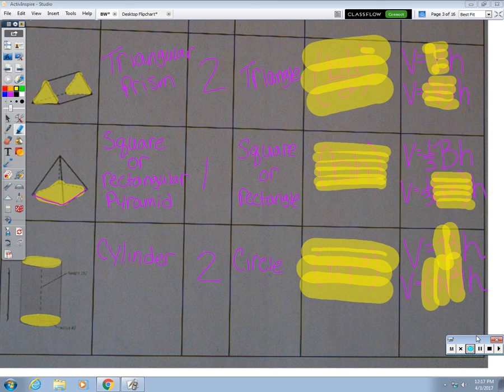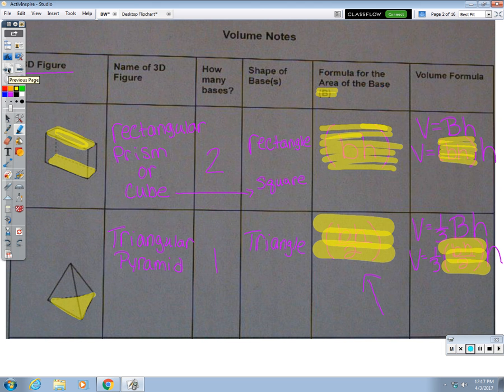Okay? I've got one more quick thing for you to do. The assignment. With the blue highlighter, you're going to have to share.